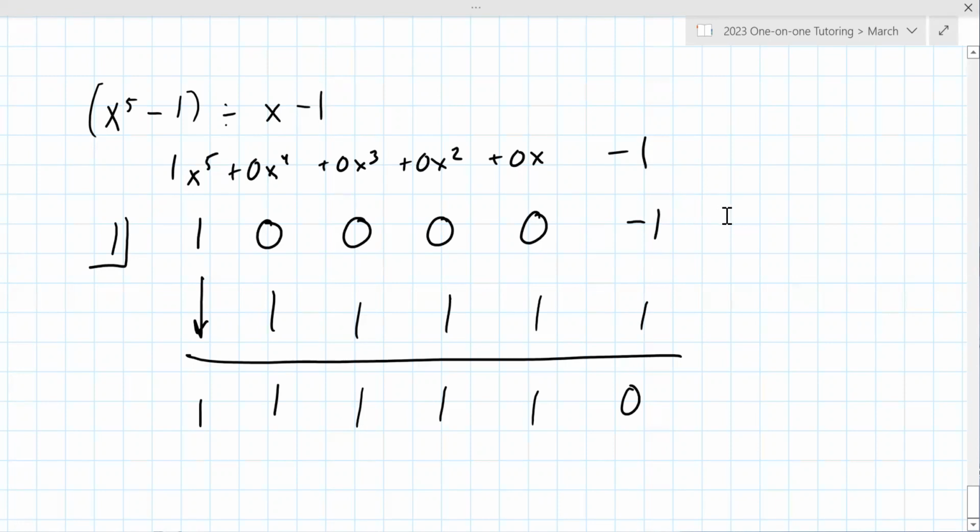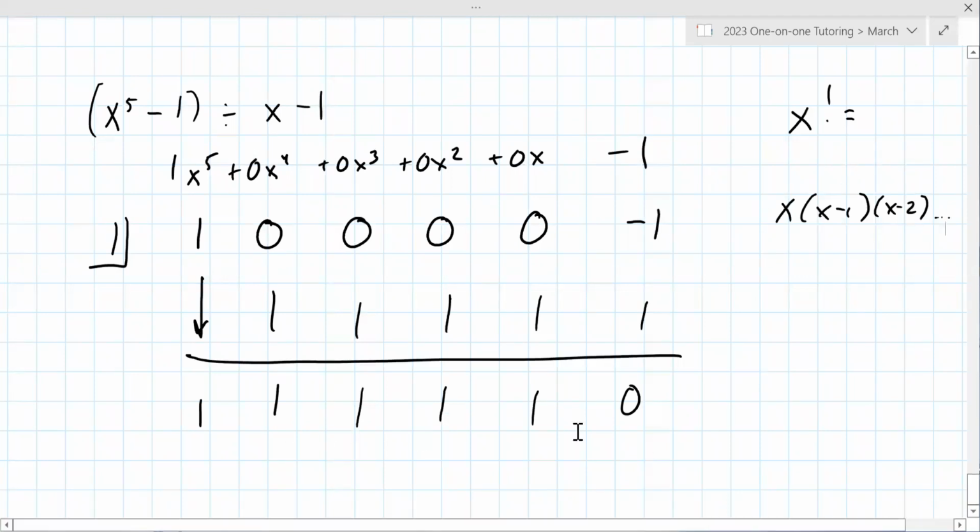I was going to say, wouldn't the answer to this just be x factorial? So x factorial, you've got to be careful with that. That means x minus 1, x minus 2, forever. And does that actually add up to a fixed polynomial? No, it does not. You really want it to, and it's kind of close, but no. So this is 1x to the 4th plus 1x cubed plus 1x squared plus 1x plus 1, remainder of 0.